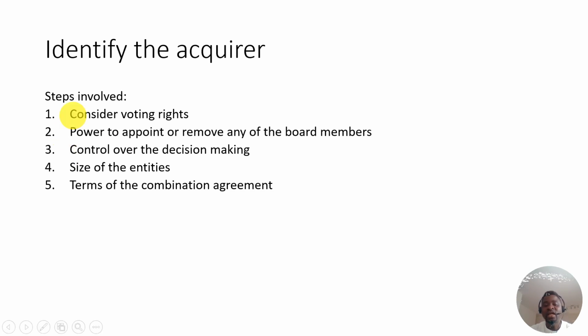So looking at those three steps, the voting right, the power to appoint or remove any member of the board, and control over decision making, all revolve around control. I mean control in terms of power; under IFRS 10 we say we have the power to vary the returns in the investee.